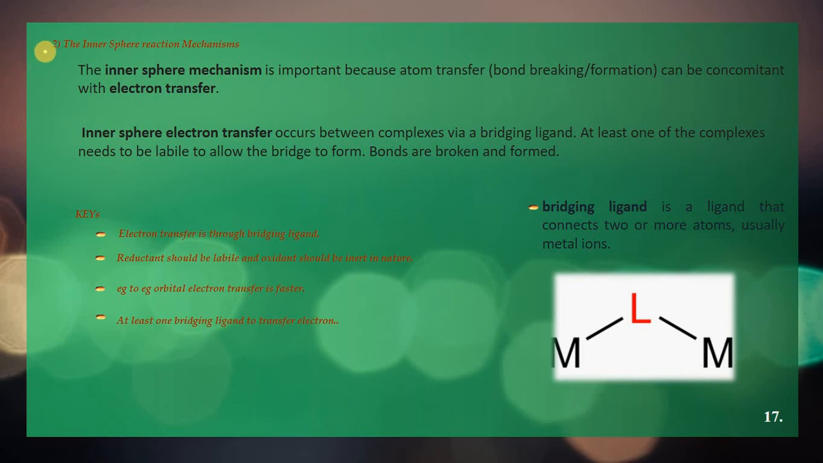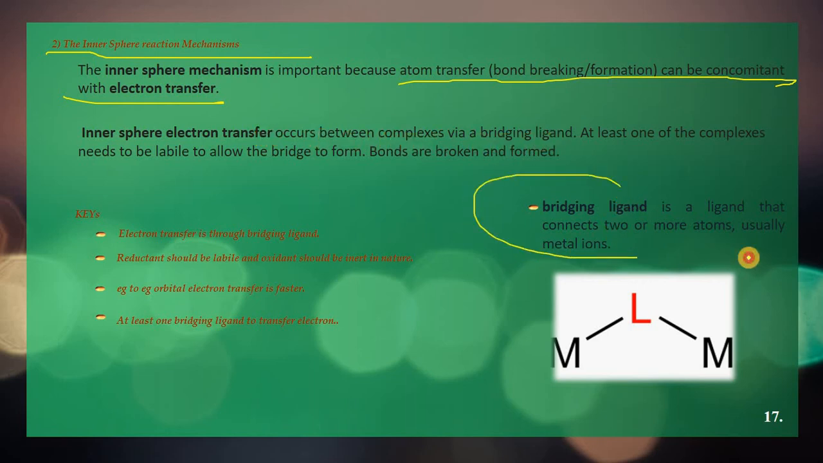If we remember, I'm still explaining the redox now. So this is the second aspect I said earlier. I will explain the inner sphere reaction mechanism. The inner sphere mechanism is important because atom transfer can be concomitant with what? Electron transfer. And the inner sphere electron transfer occurs between complexes via a bridging ligand.